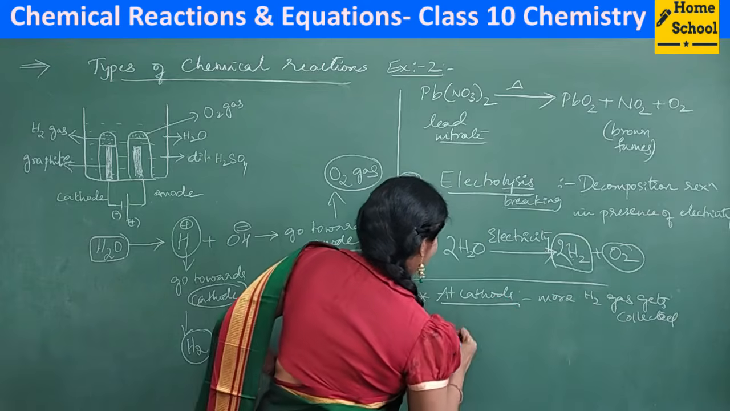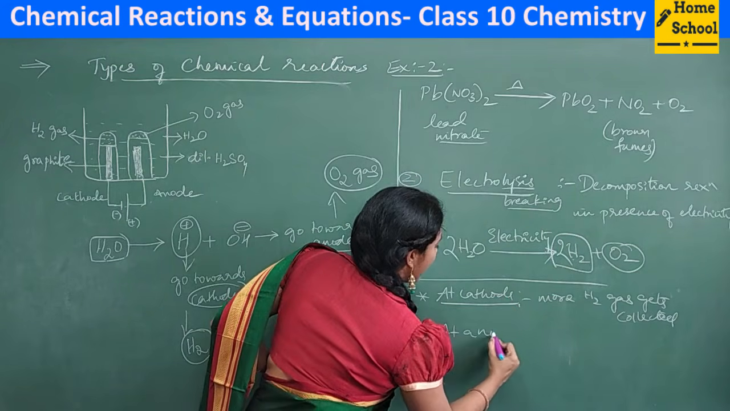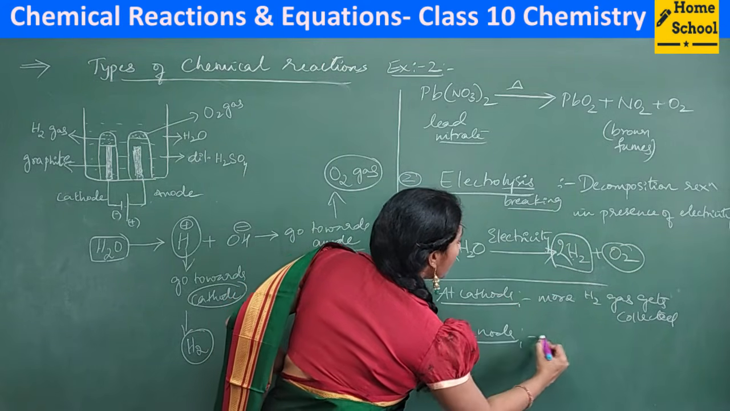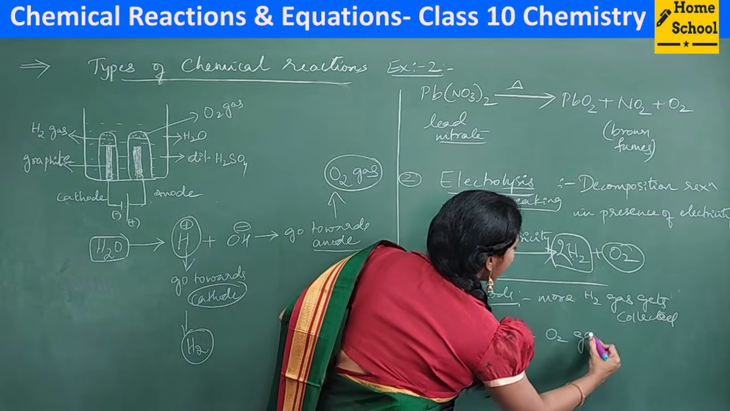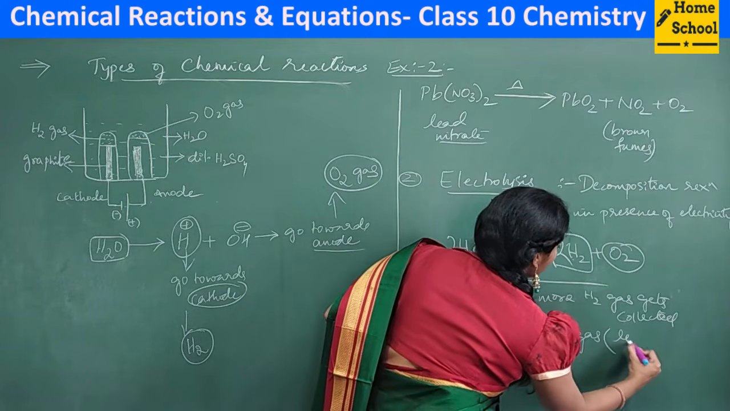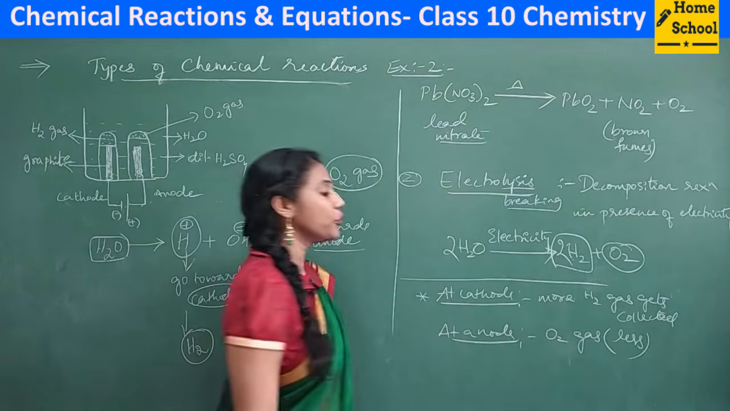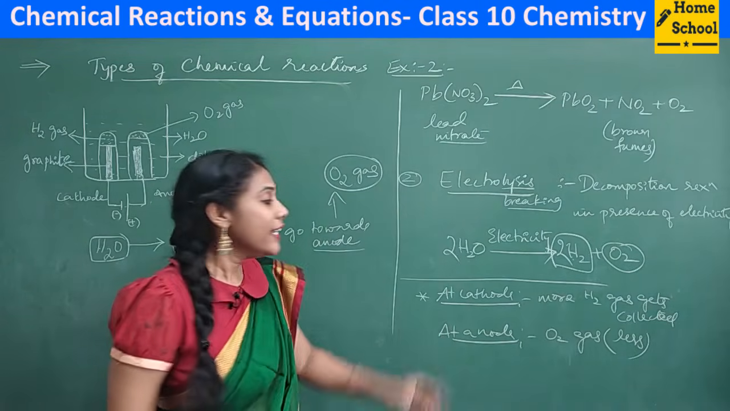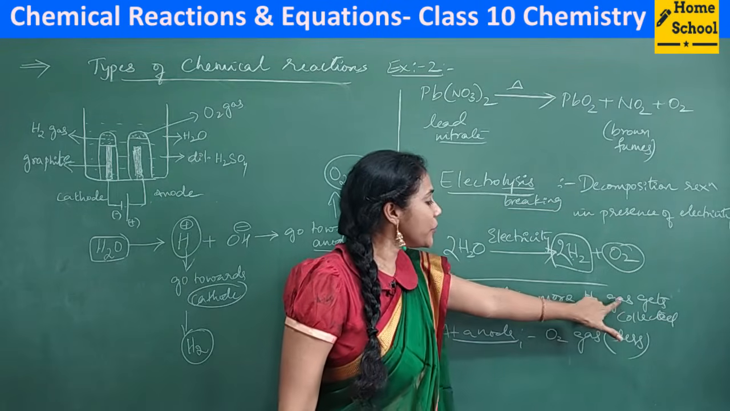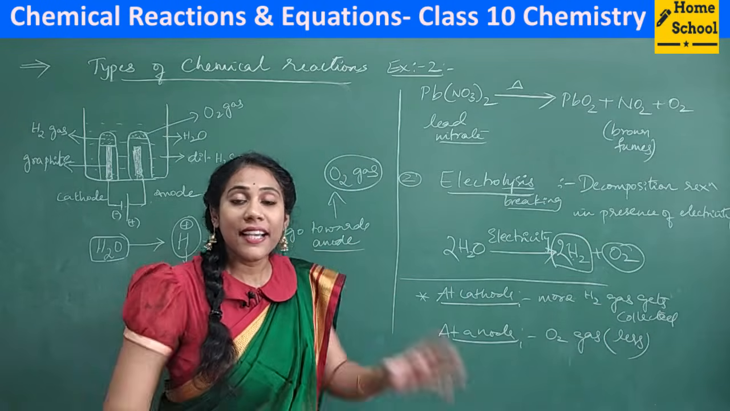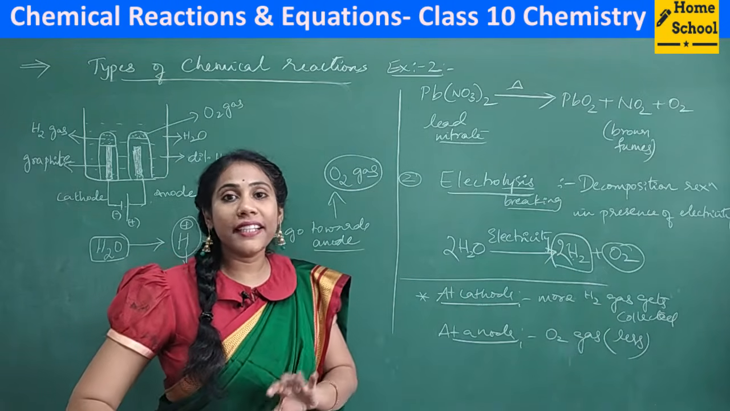Okay, and at the anode, O2 gas you will get, but how much amount? A less amount of O2 gas will get collected. So why will you get more hydrogen gas and less oxygen gas? Why are you not getting an equal amount?